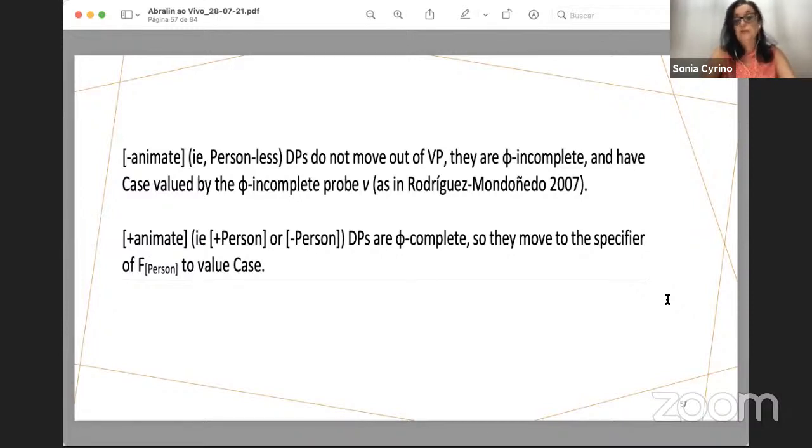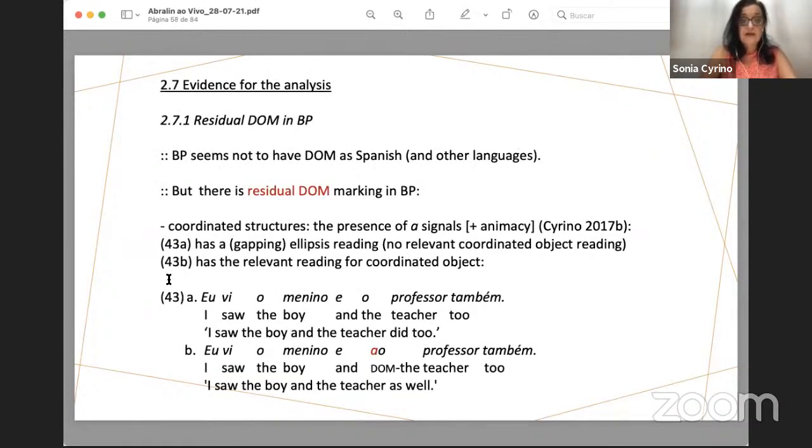Minus animate do not move out of VP, and plus animate do move, because they have to check this person feature in this position that is above. Now, do we have evidence for this analysis? I think so, because there is some residual DOM in Brazilian Portuguese. Usually you don't think Brazilian Portuguese has differential object marking as in other languages.